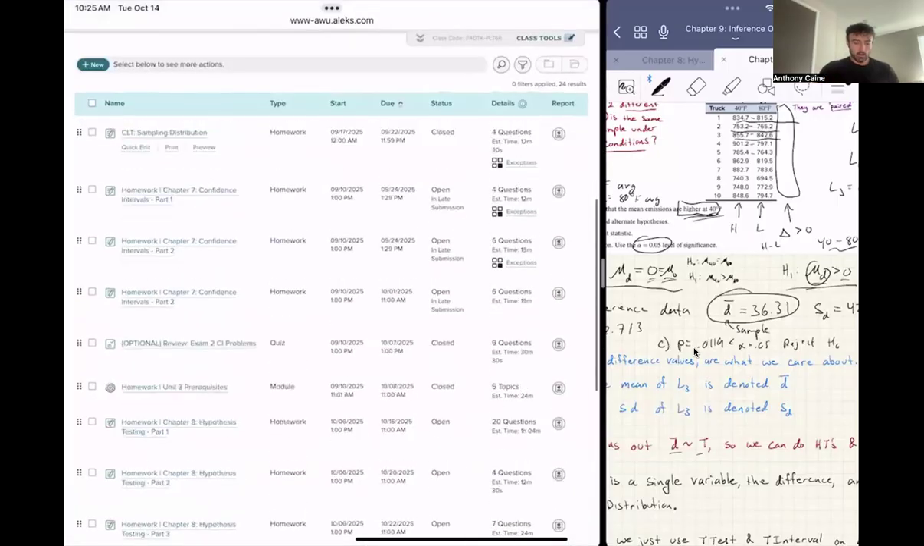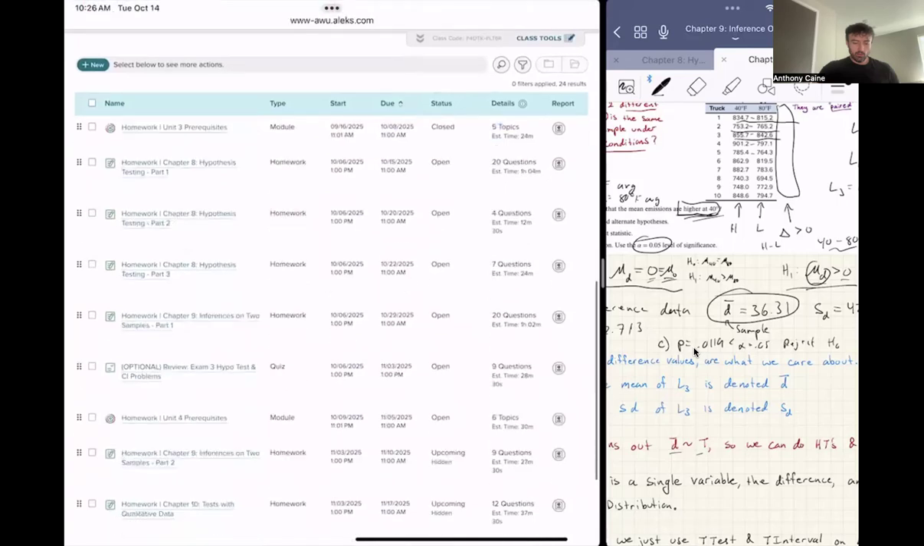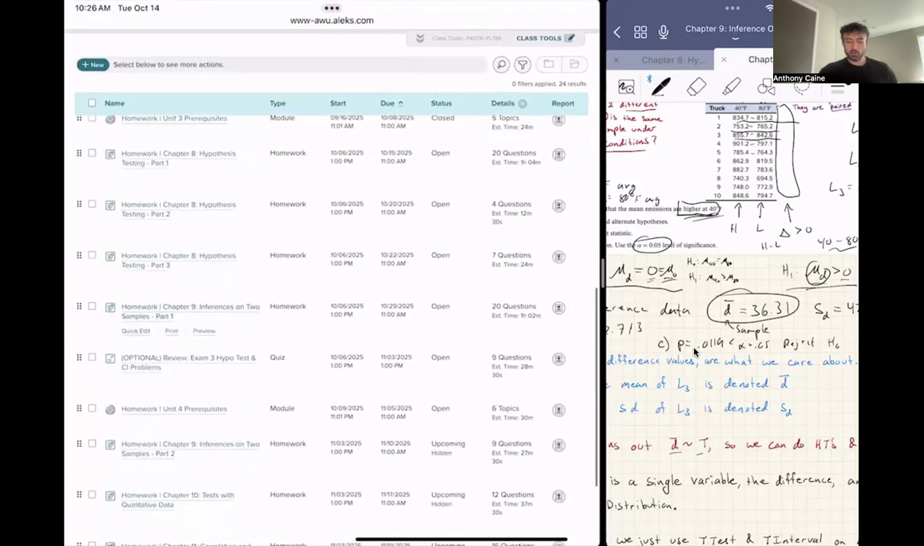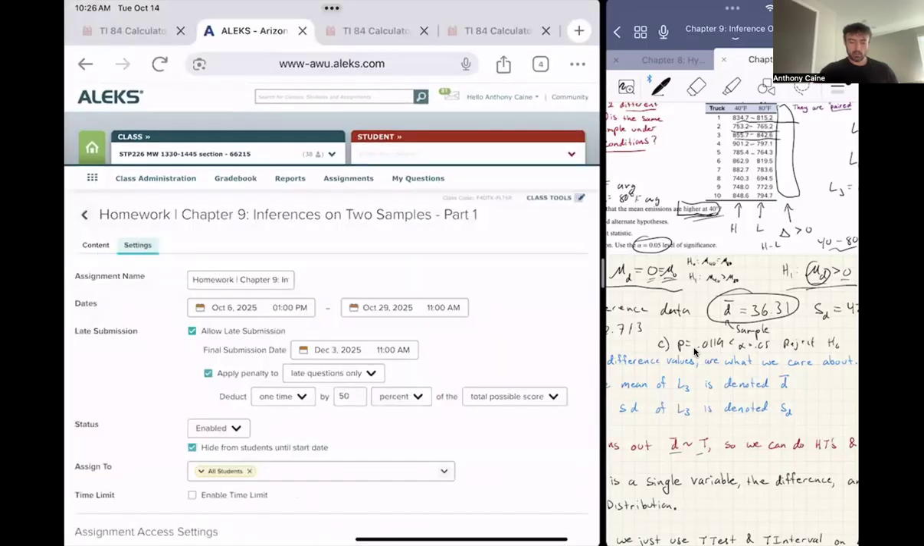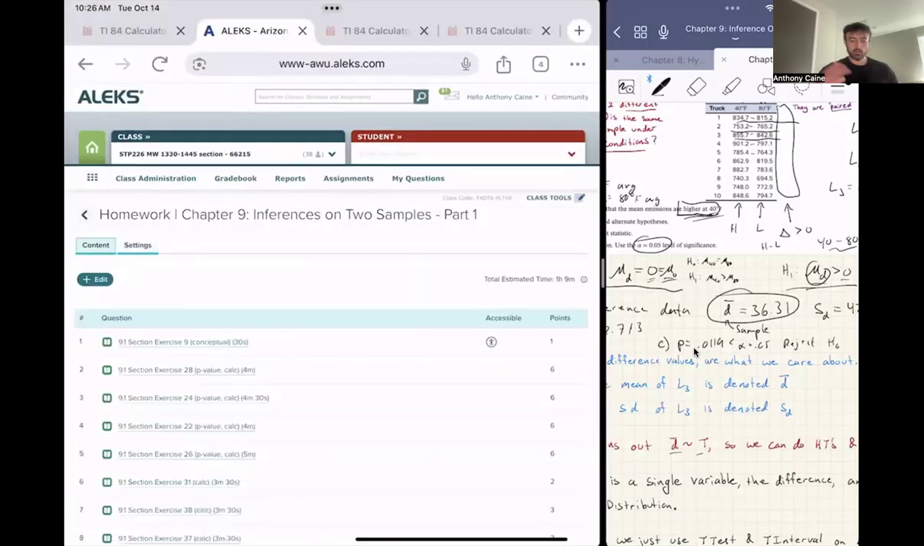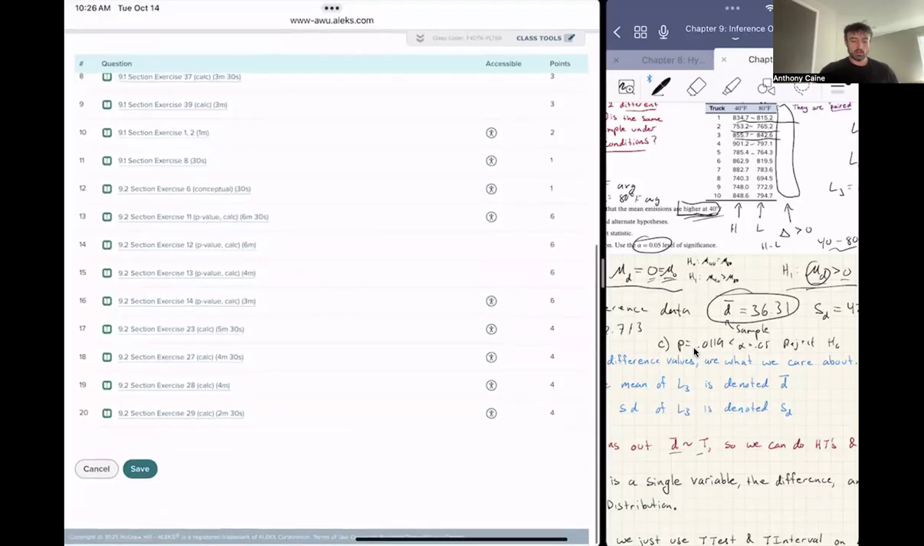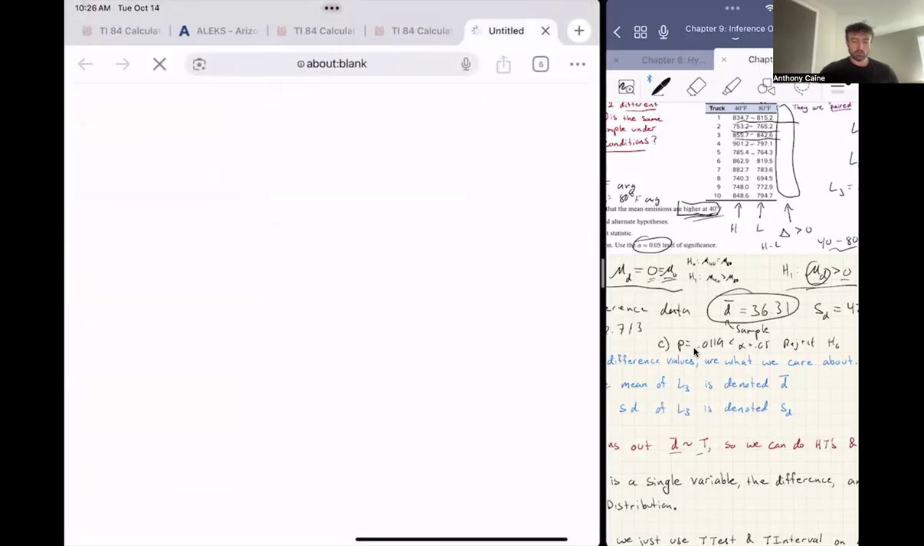Okay, so this is 9.2. It probably shows up in the part one, whatever it wants to load. There we go, content. And we're looking for stuff from section 9.2. See, it starts showing up here. So I'll just pick one.